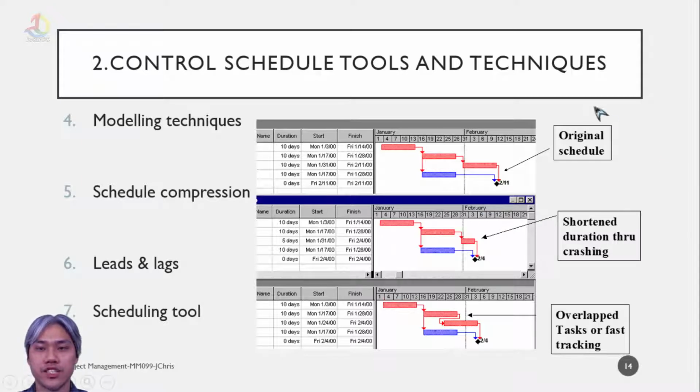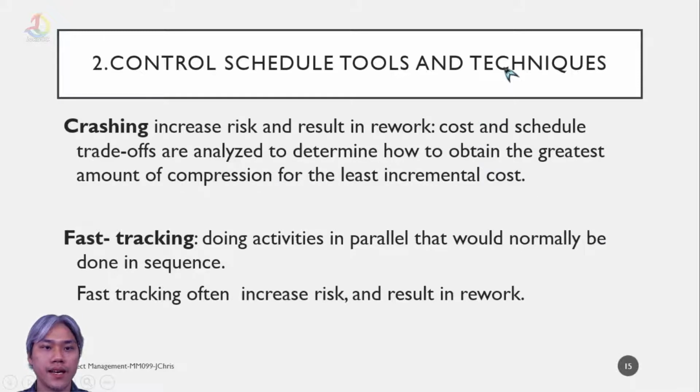updates on the project. For example, we have the original schedule at first, and we shorten the duration using the crashing method. You can see that the red timeline here is smaller, faster. Or we can use overlapping tasks, or fast tracking, with processes done in parallel. Crashing increases risk and can result in rework, because cost and schedule trade-offs are analyzed to determine how to obtain the greatest amount of compression in time for the least incremental cost.